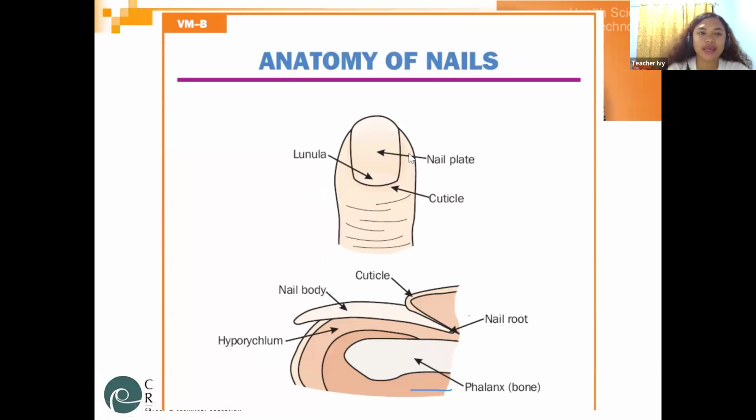There you go. This is the anatomy of the nails. The nail plate or the nail matrix, which I was asking a while ago. Under it is the nail bed, which has been answered by Inda, which is correct. We have this part as the cuticle. The half moon shape is the lunula. And as for the parts of the nail that cannot be seen by our eyes, which are under the skin, we have in here the nail root, the cuticle, and the nail body together with the hyponychium. Okay?